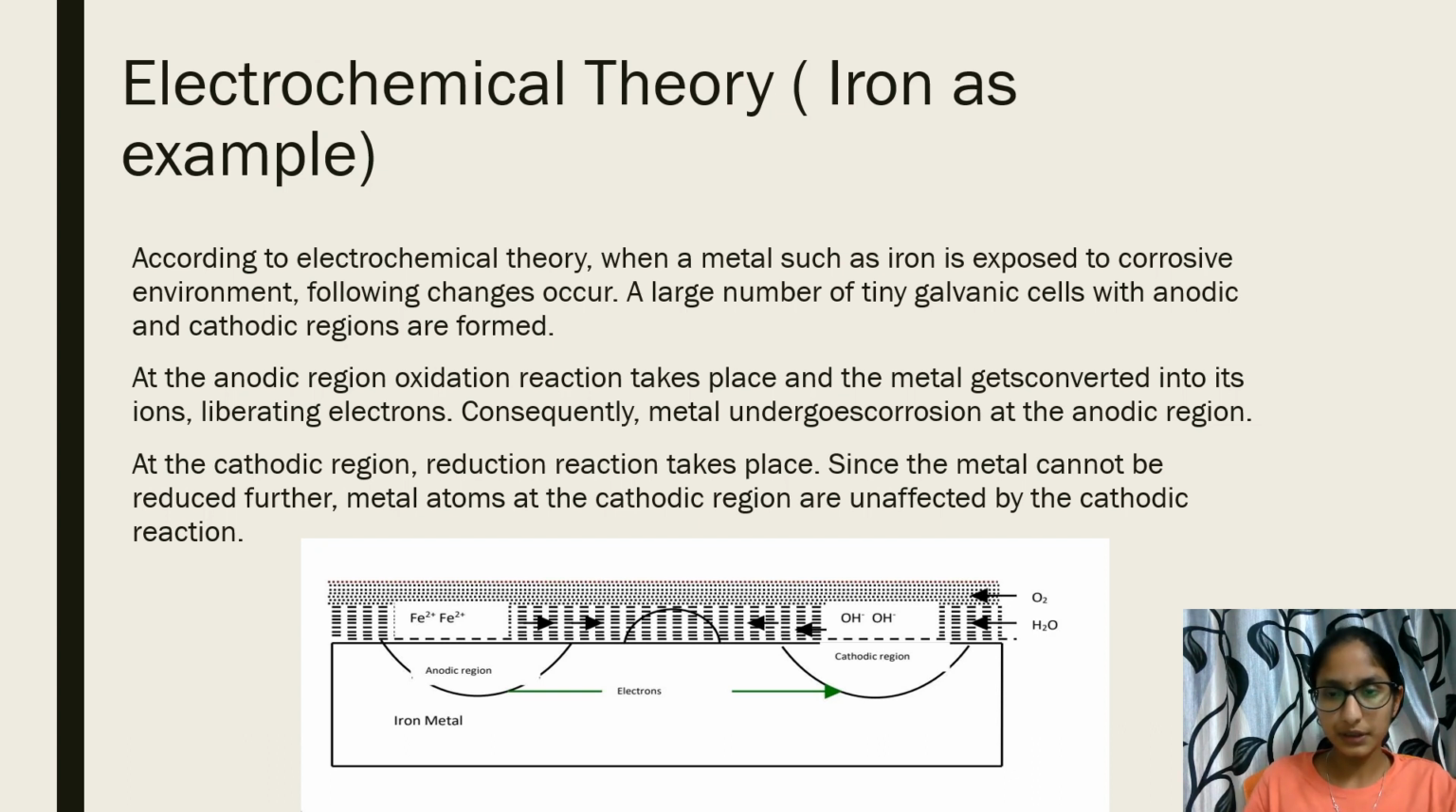Moving to the electrochemical theory, taking iron as an example. When a metal such as iron is exposed to the corrosive environment, the following changes occur. A large number of tiny galvanic cells with anodic and cathodic regions are formed. At the anodic region, oxidation reaction takes place and the metal gets converted into its ions, liberating some electrons. Therefore, metal gets corroded at the anodic region. At the cathodic region, the reduction reaction takes place. Since the metal cannot be reduced further, metal atoms at the cathodic regions are unaffected by this reaction.